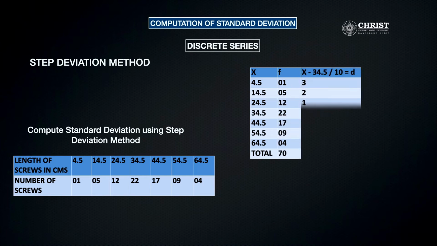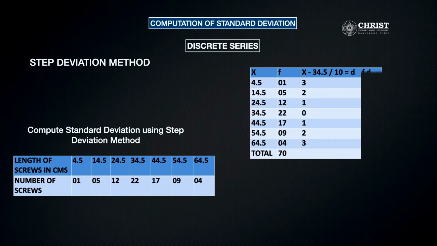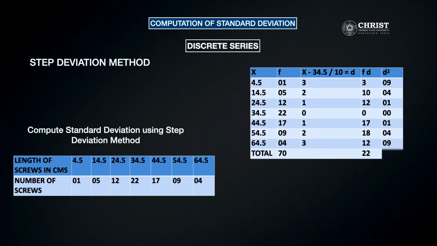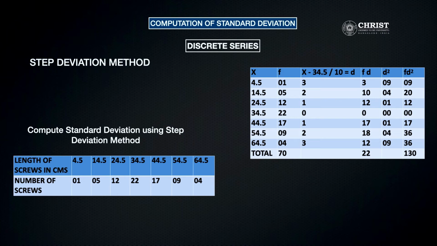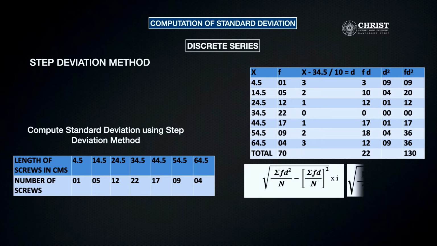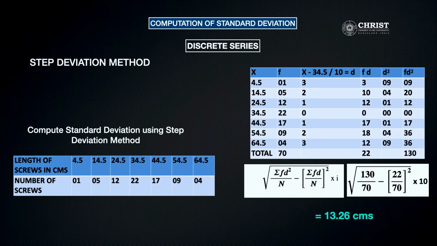The table is giving the complete explanation. Values are there, f values are there, x, we are taking the assumed mean as 34.5 and dividing by the common factor, that is 10. That will be the d values. So fd values are there, d square values are there, fd square values are there. Now we'll substitute the values in the equation. Root of 130 divided by 70, where 70 is the frequency total, minus fd total 22 divided by 70, squared, and take the square root and multiply with the common factor. So you will get 13.26 centimeters.